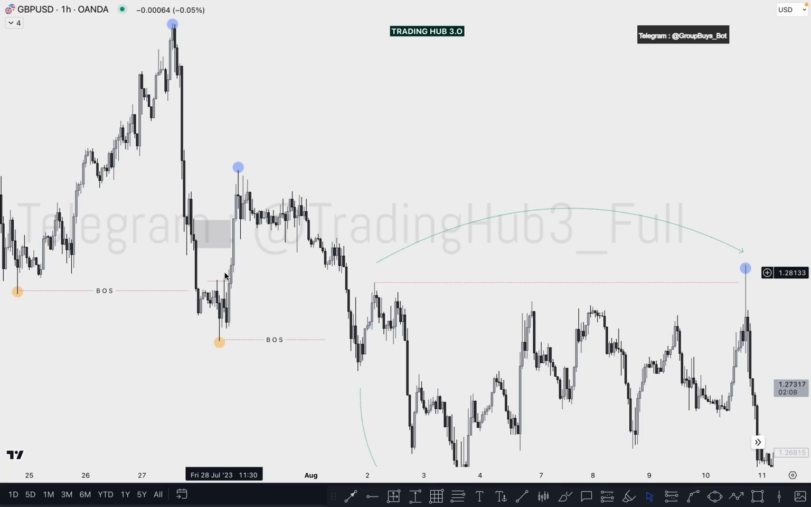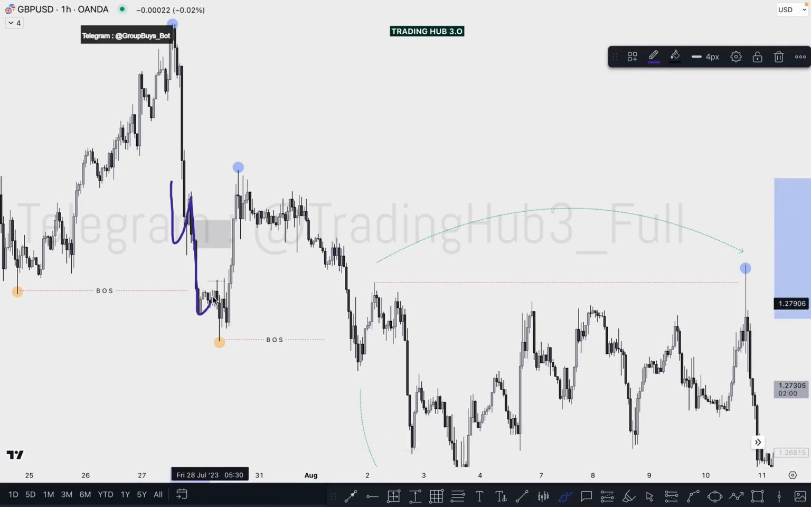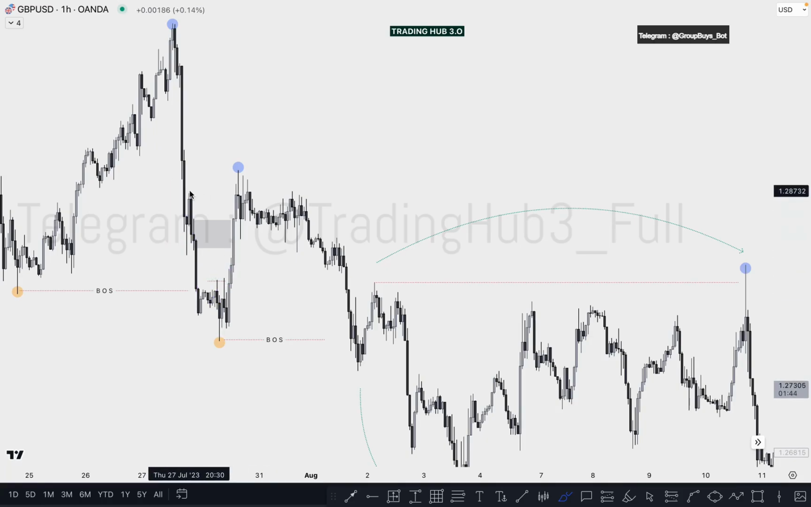So in this case, what happened here? Look at this one. What is this? This one is a valid pullback here. Look at this one. This is a valid pullback here, and this is a valid pullback here. First entry is possible here because this is an inducement sweep here, and maybe here you got a break even, maybe a stop loss, anything can happen here. Okay, and the next thing is here. This is the next pullback here.